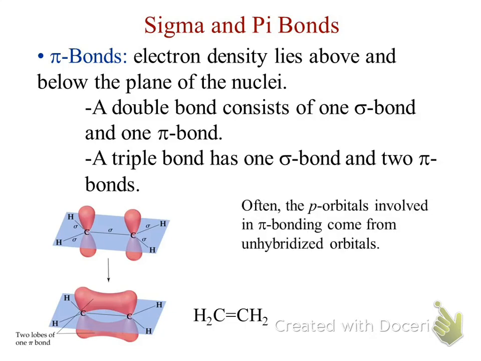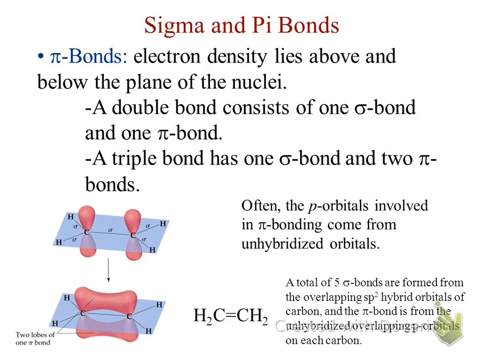Now, often the p orbitals are involved in pi bonding. They're going to come from unhybridized orbitals. So you want to keep that in mind as well. And these are some major things we'll go through. A total of 5 pi bonds are formed when the overlapping of sp2 orbitals of carbon and the pi bond is formed from the unhybridized overlapping p orbital. And you'll see what we're talking about in just a second.